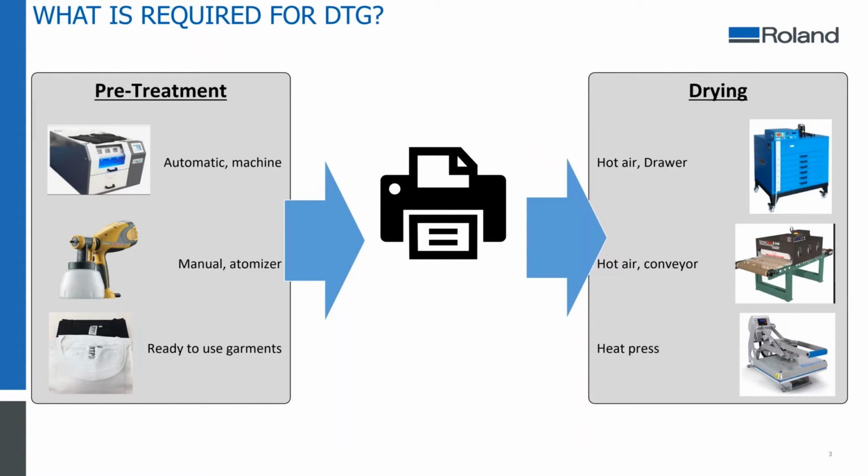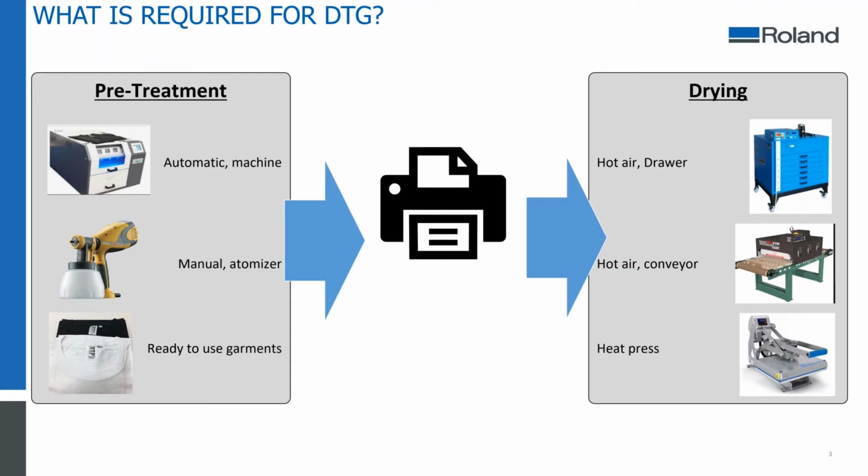So what do you need for DTG? The equipment needed will depend on your production targets, but there are three basic stages to look at. Stage one is pre-treatment. So this is the process of priming the garment with a special liquid ready to receive the ink and add extra washability to the finished item.